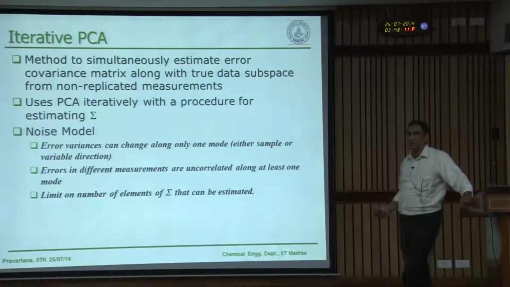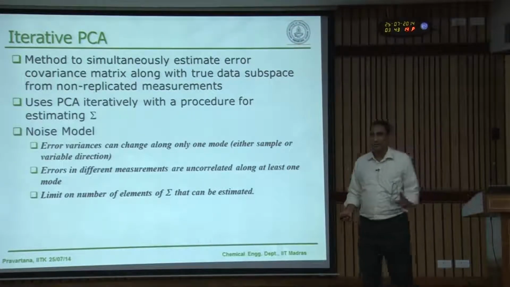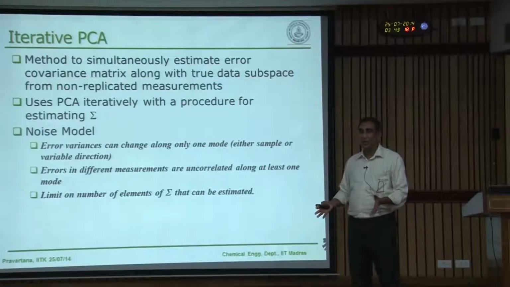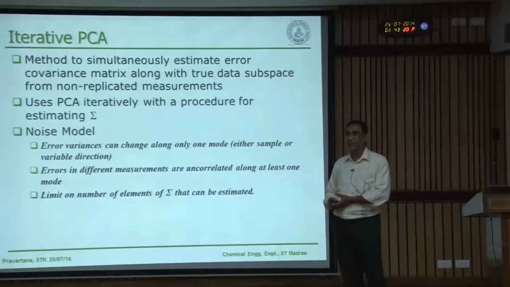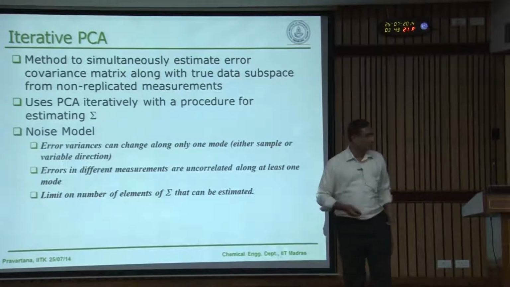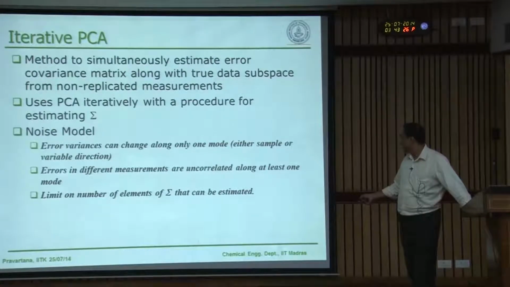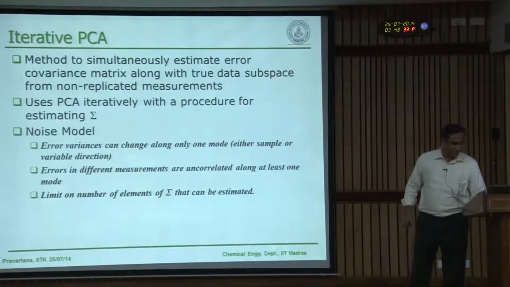Furthermore, you cannot estimate all elements of sigma. There are some conditions. You can estimate only as many as the constraints allow, because that's the information you are going to use in estimating, and I will show what those conditions are. So there is a limit on the number of elements. For diagonal sigma, you can typically estimate everything. For off diagonal sigma, you can only estimate a very small fraction.